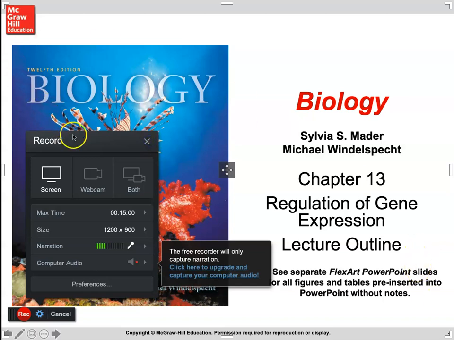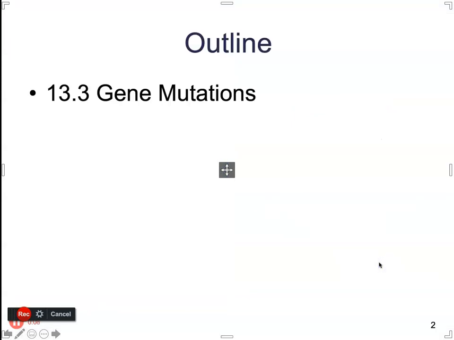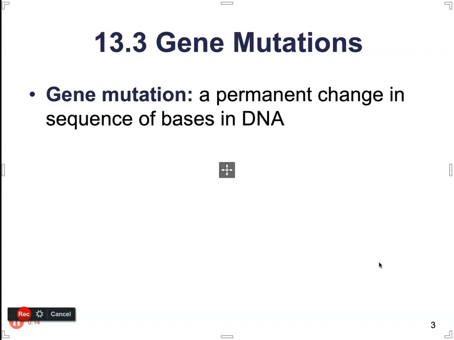All right, in this chapter, we're going to talk about the regulation of gene expression. Specifically, we're only going to cover section 13.3, gene mutations. So we've already talked about gene expression and how the genes in DNA are transcribed and translated into proteins, or the physical representation of that genetic information. But now we're going to discuss what happens when this process goes awry and causes genetic mutations.